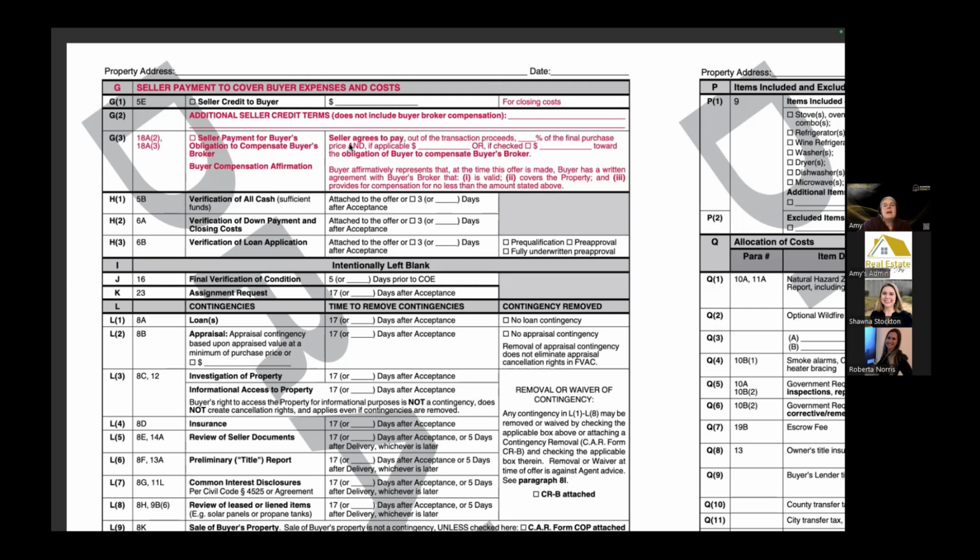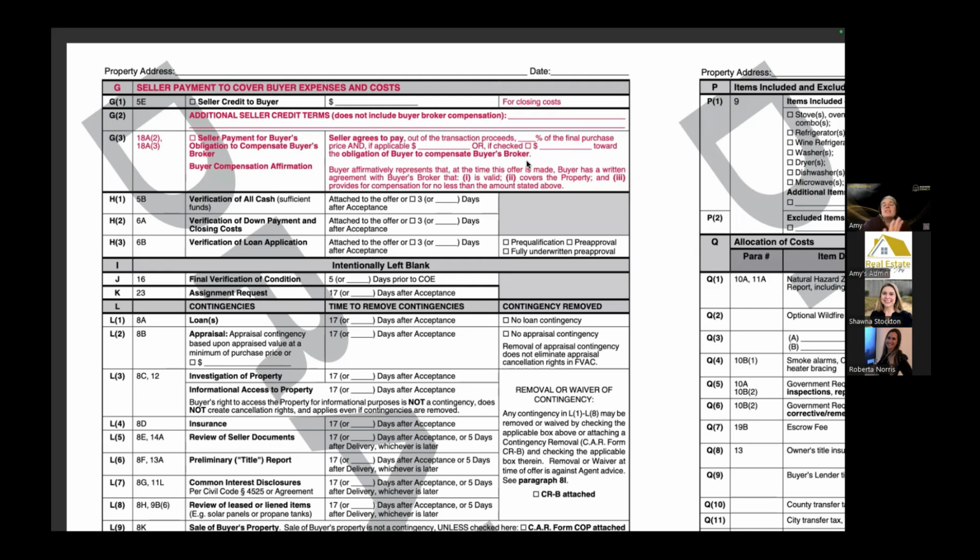Seller agrees to pay out of the transaction proceeds blank % of the final purchase price, and if applicable, blank, or if checked, blank towards the obligation of the buyer to compensate buyer's broker. Okay, we're going to fill that out just like it's filled out on our BRBC form.